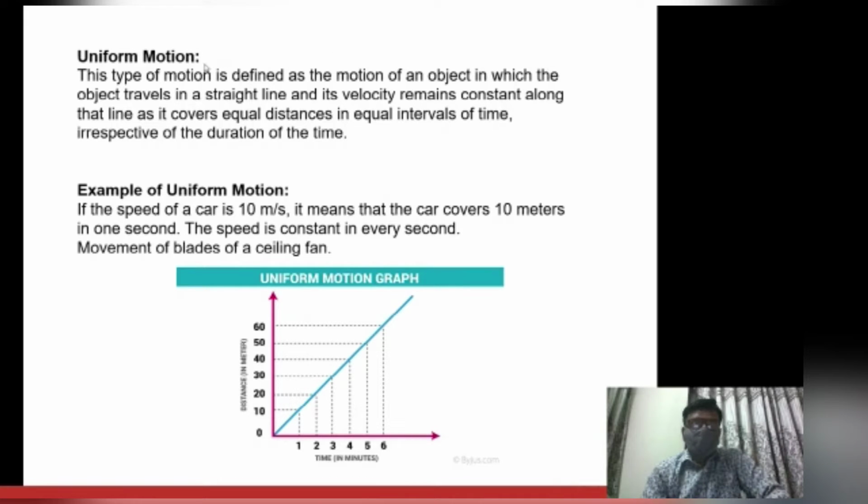Uniform motion, when we plot a graph between time and distance, if we are getting a straight line, it is uniform motion. This type of motion is defined as the motion of an object in which the object travels in a straight line and its velocity remains constant along that line as it covers equal distances in equal intervals of time. Example, suppose the speed of a car is 10 meters per second. What does it mean? It means that the car covers 10 meters in 1 second and the speed is constant in every second. For example, movement of blades of a ceiling fan. It is the graph of uniform motion.